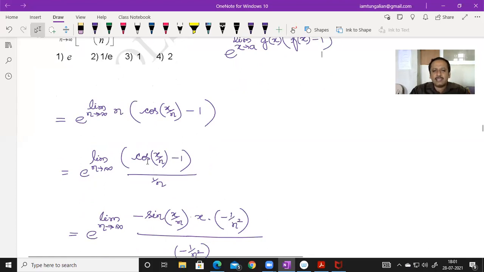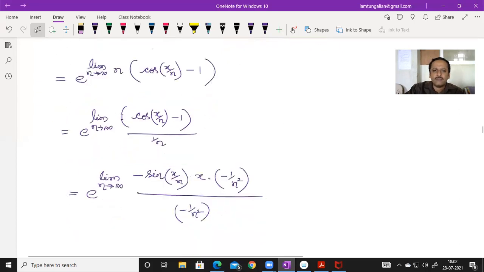Now, if you apply the limit as n tends to infinity, then x by n will become 0. Cos 0 is 1. 1 minus 1, you get 0, divided by 1 by n, as n tends to infinity, 1 by n will also become 0. 0 by 0 is an indeterminate form. Therefore, we can use L'Hospital's rule.